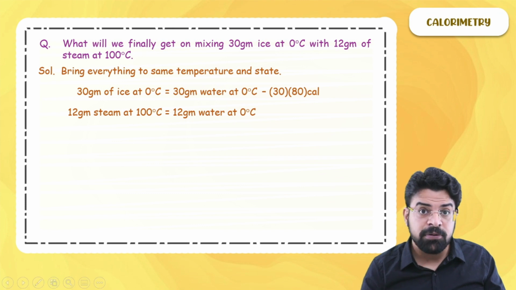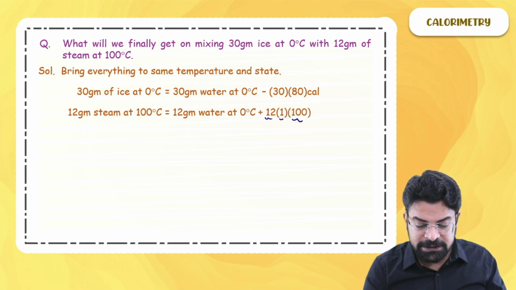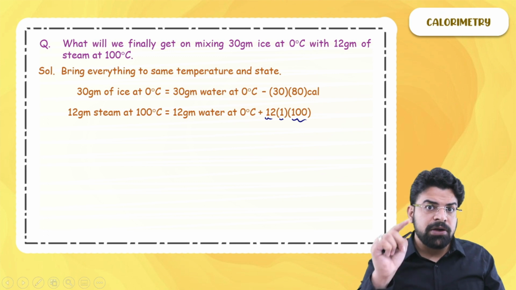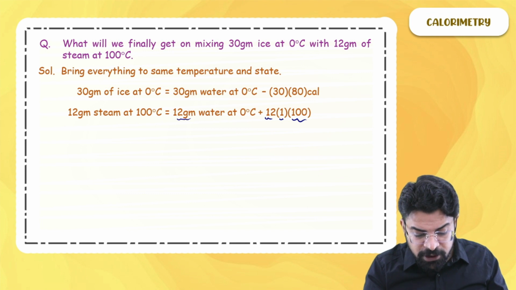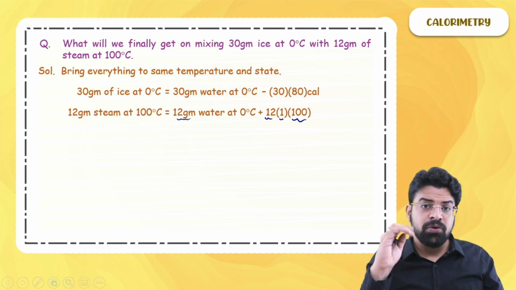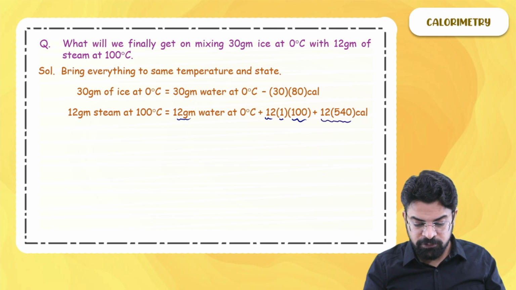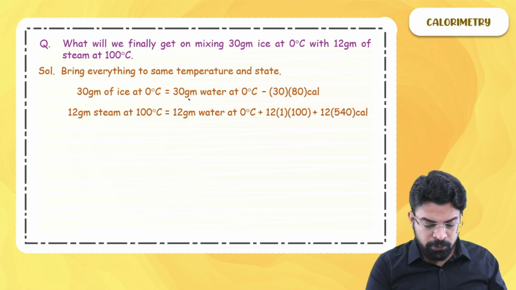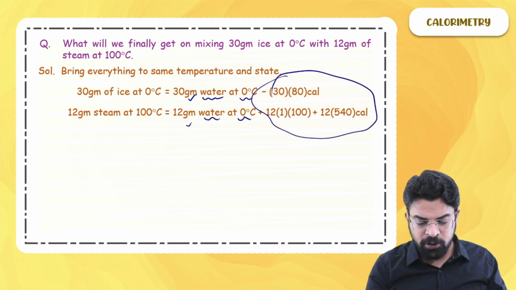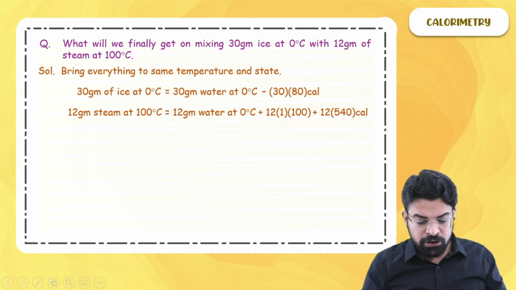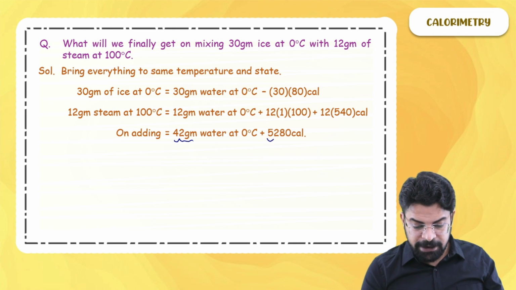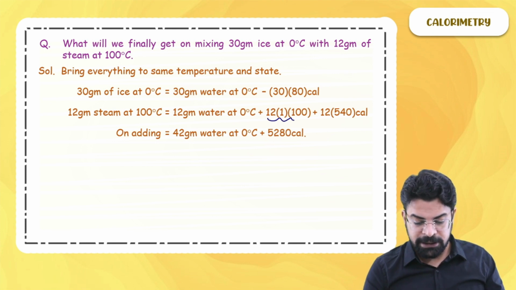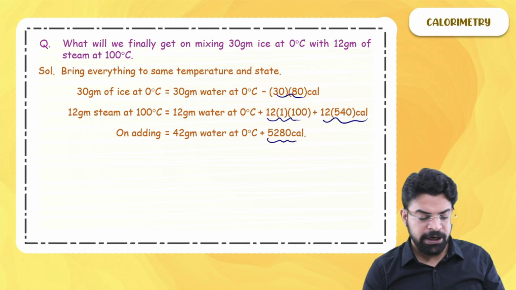First increase the temperature from 0 to 100. So you will provide m s delta T, 12 into 1 into 100. Then to evaporate each gram, you have to give 540 calories. So to convert 12 gram of water at 100 into 12 gram of steam, you have to give 12 into 540 calories. So now you have both substances in the same state, water, and at the same temperature, 0, and you have a certain amount of heat. Calculate the heat part. On addition, you will get 42 gram of water at 0 plus 5280 calories. Better do this math: this plus this minus this, you will get 5280 calories.